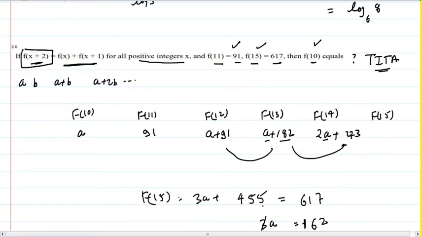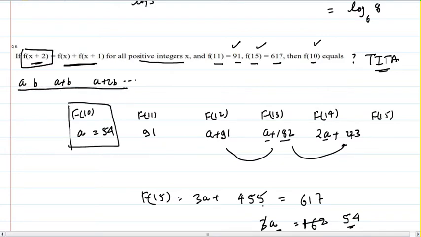If I cancel, this is 5 times, 4 times. So what is a? 54. What is a? f10, that is 54. This is my answer. Even if I do not know what is Fibonacci series, I should still be able to solve this problem because it clearly says add the previous two values to generate the current value of the function. So f11 is given to me, f10 I need to find, assume it as any variable and start adding. Answer is 54.